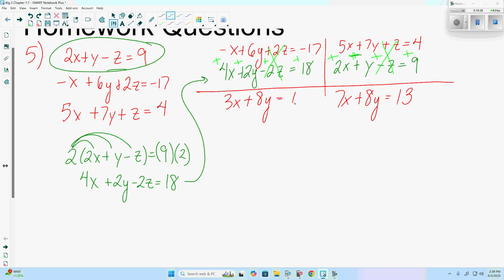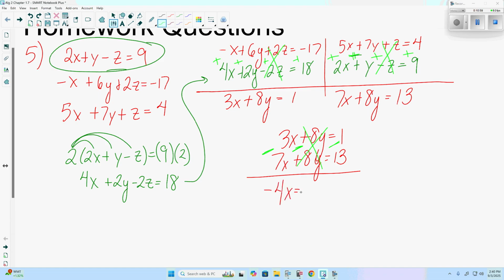Now at this point here, the y's already match up. They're both 8y. So we can put those over the top of each other and eliminate our y's. Now, since the signs are the same, we're going to subtract because 8y minus 8y, 8 minus 8 is indeed 0. 3x minus 7x, 3 minus 7 is going to be negative 4x. 1 minus 13 is going to be negative 12. Divide both sides by negative 4, and we get x is equal to 3.